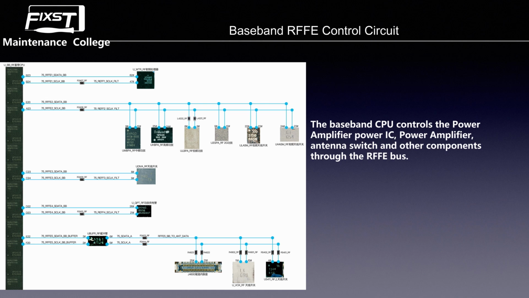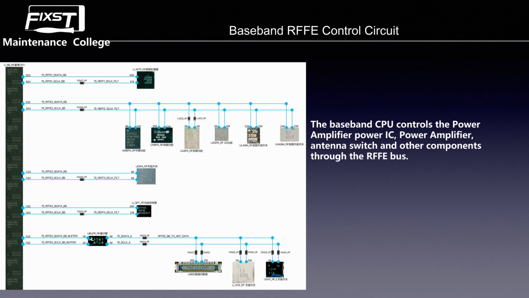And go down, you can see the D22 and D23. The baseband CPU use the RFFE4 signal line to control the RF power amplifier power IC. And go down, you can see the E22 and F20. The baseband CPU use the RFFE5, this signal line, to control the buffer IC and J4600, the type block connector, and the antenna switch and up antenna switch.